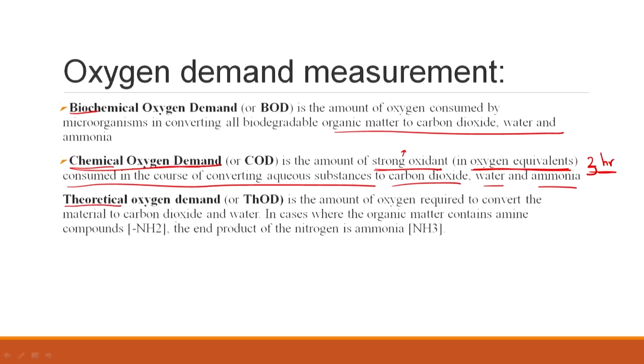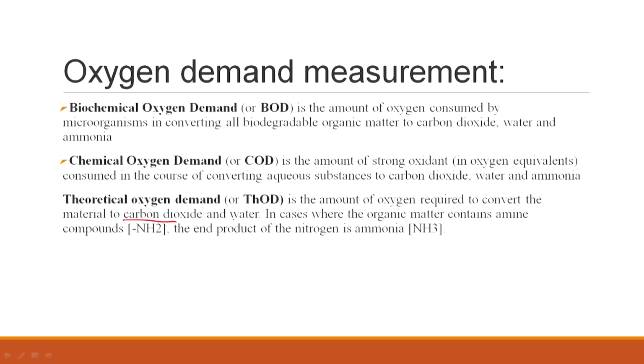Theoretical oxygen demand is the oxygen required to convert the material to carbon dioxide and water. So, you can see how it differs from COD and BOD. Here we are only saying that CO2 and water are the final products, but in cases where organic matter contains nitrogen compounds, the end product is ammonia. So it is relatively similar. I stand slightly corrected.